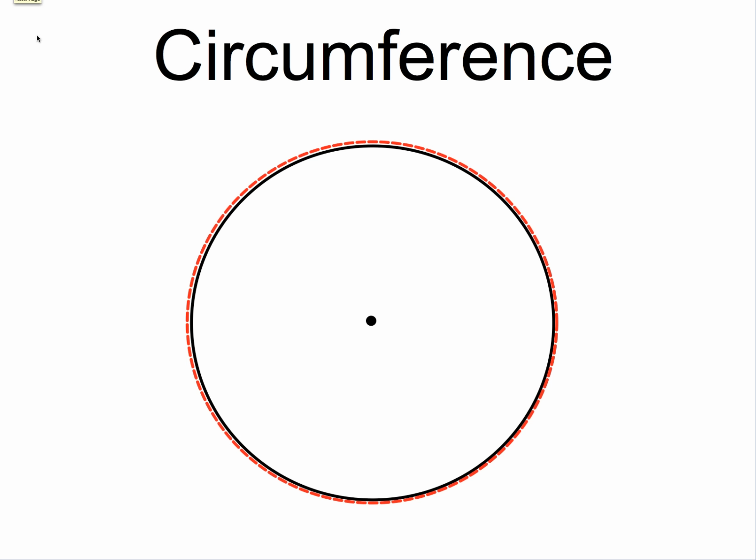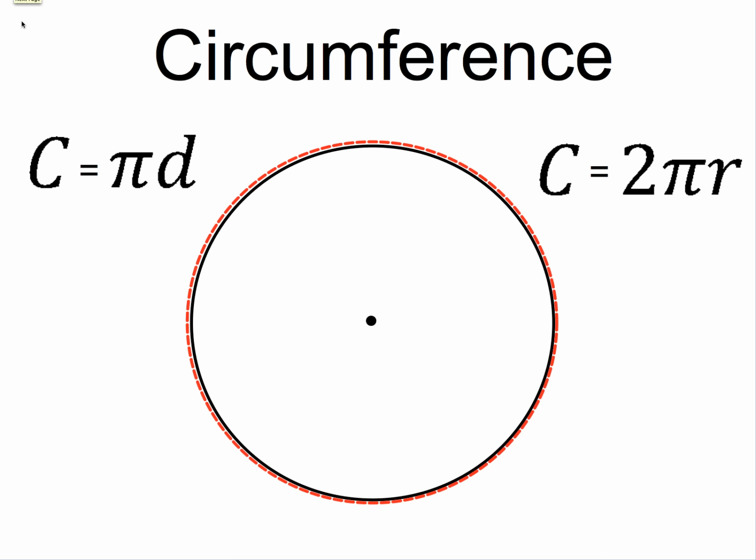Okay, so now let's talk about circumference. Circumference is the distance around the circle. You can kind of think of it like perimeter. Okay, we're going around the circle. It's just that we don't have any straight lines, so we can't just add this side plus this side plus this side. We have a circle, so we need a formula to be able to figure out the distance around the circle. Now for circumference, we've actually got two formulas.